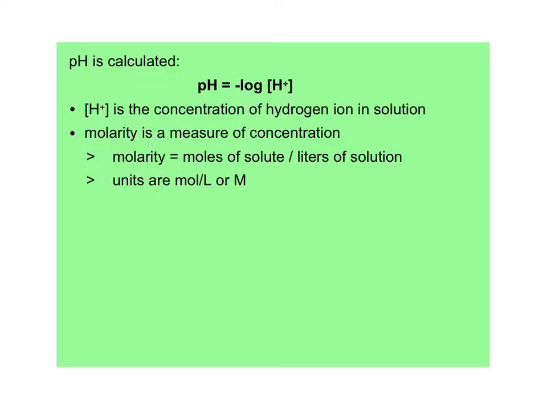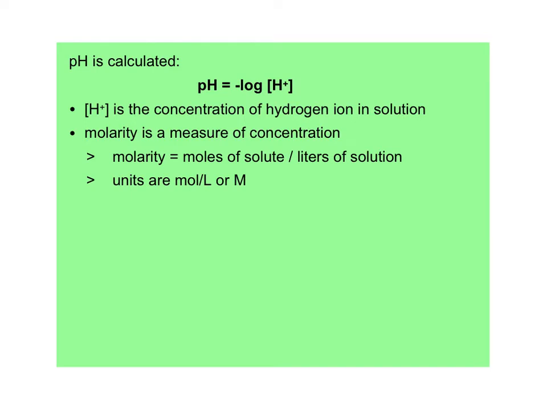To calculate pH, we take the negative log of the hydrogen ion concentration. If you remember the Arrhenius definition of acids, they produce hydrogen ions when dissolved in water. Or the Bronsted-Lowry definition says that acids are proton or hydrogen ion donors.